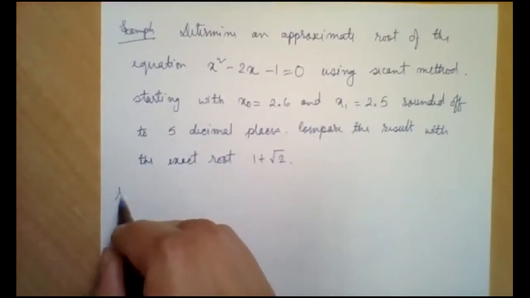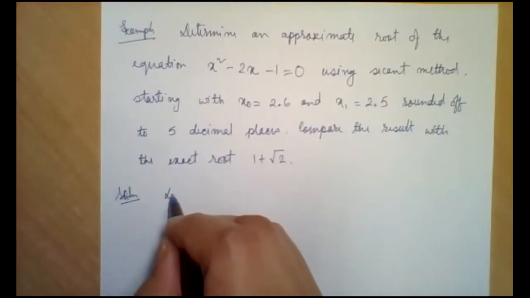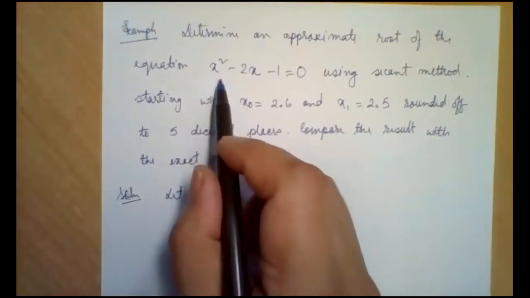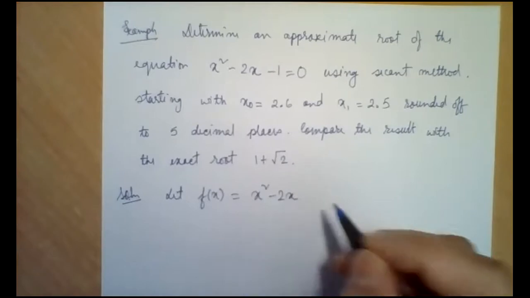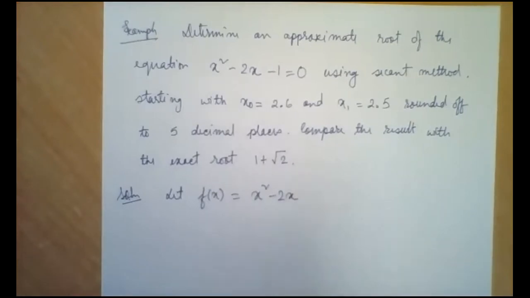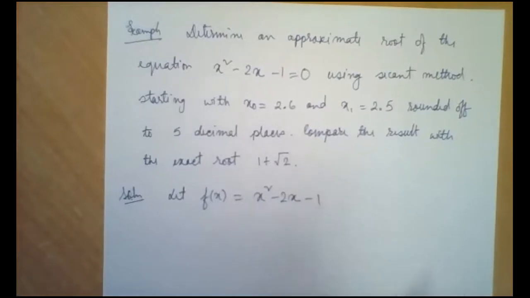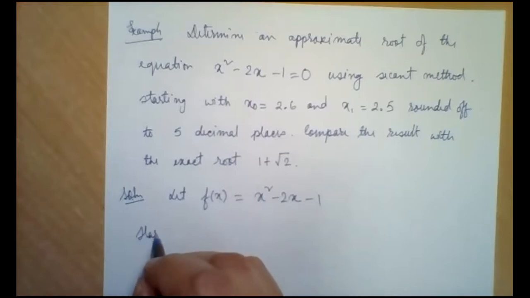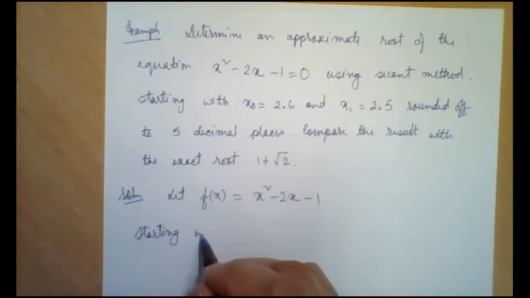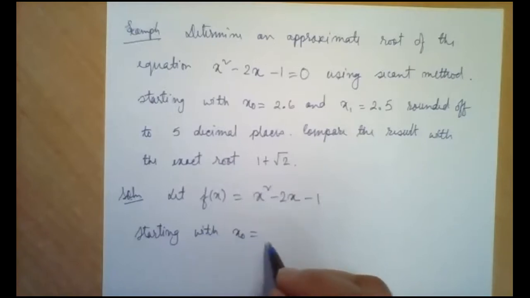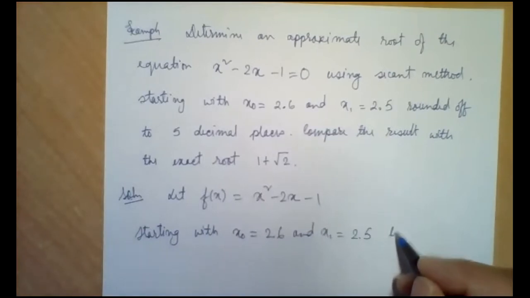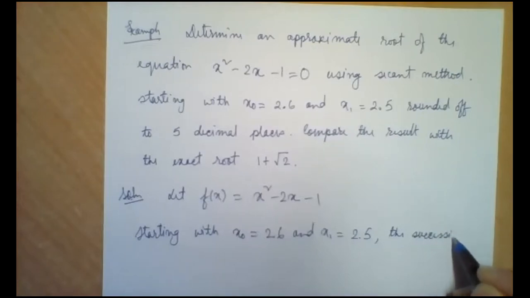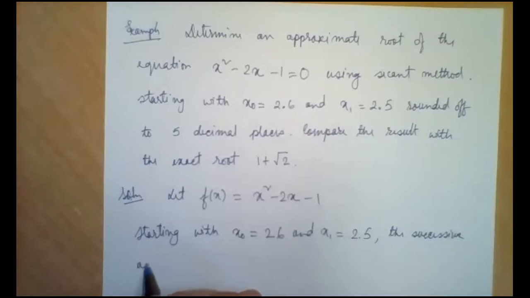So let us find the solution. Let f of x equal to x square minus twice x minus 1. Starting with x0 equal to 2.6 and x1 equal to 2.5, the successive approximations are as follows.